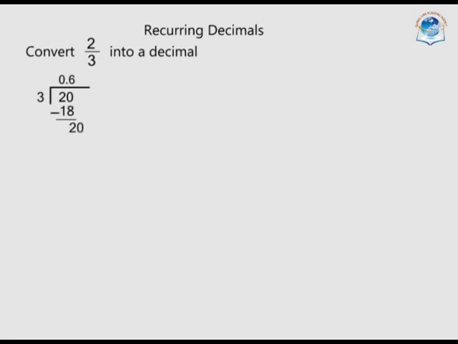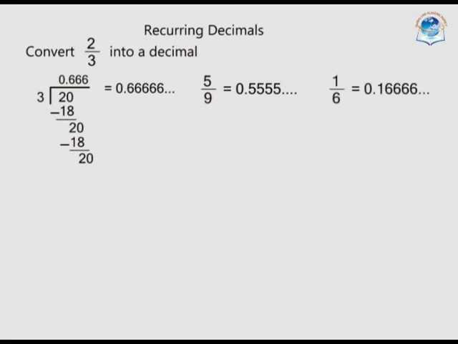Add 0, it goes 6 times again because of 18. Subtract, we get 2. Add 0, and then it goes 6 times. This division will never end, and the 6 will keep recurring to infinity. This is called a recurring decimal. Others include 5 over 9, which is equal to 0.5555, 1 over 6, which is equal to 0.16666.